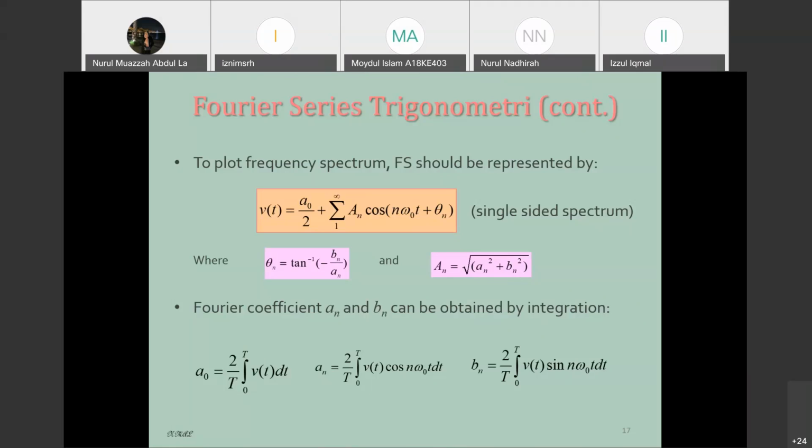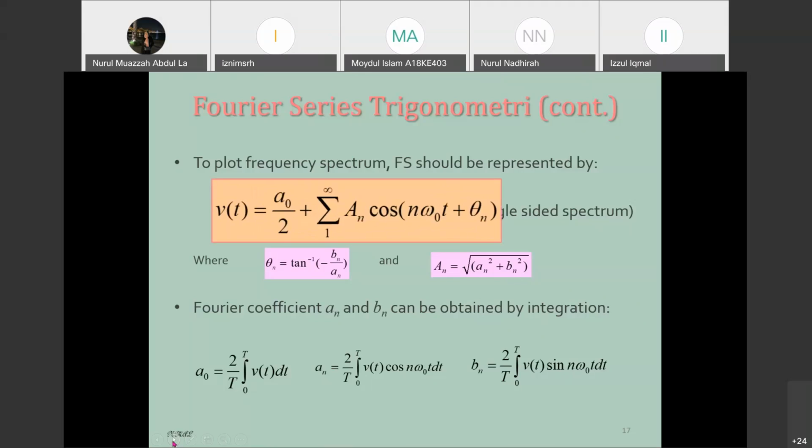Maksudnya, you don't have to memorize this formula, but you need to understand how you obtain this formula. Okay. Alright, this one you need to actually understand, because finally you need to write the equation in terms of this Vt.